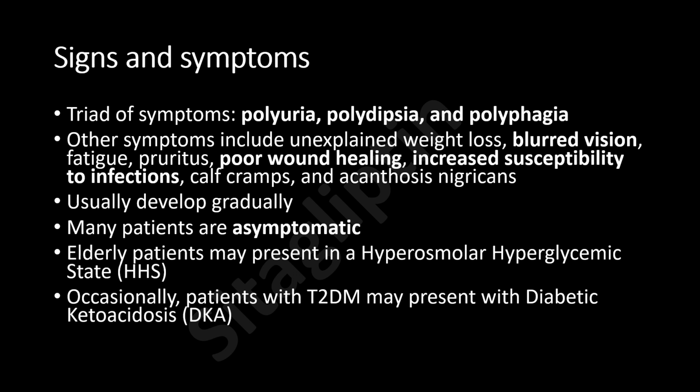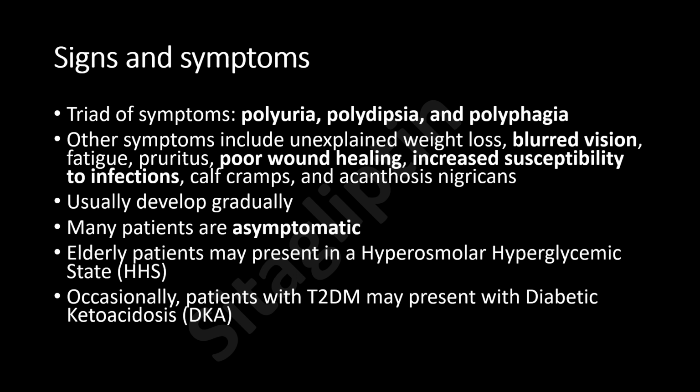So the symptoms develop gradually. There is no such thing as a very acute symptom of diabetes. All the symptoms take years and years to develop. Most patients are asymptomatic. This is to be noted. This is a very high yield point. Patient may not present with any of the listed symptoms.